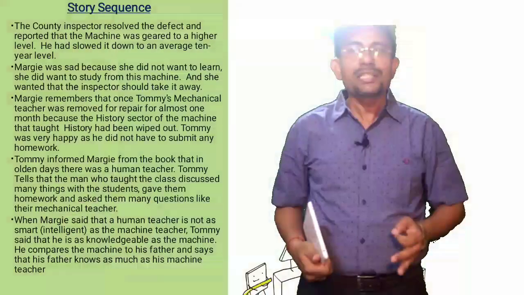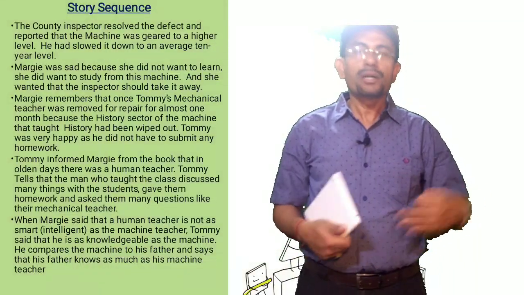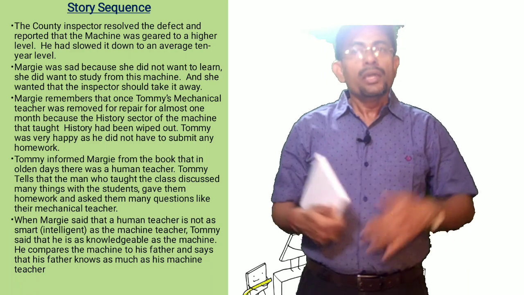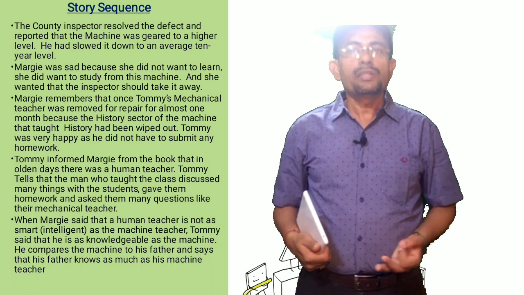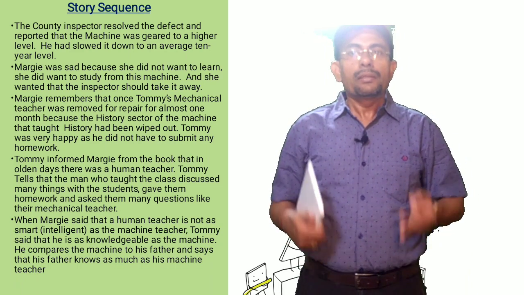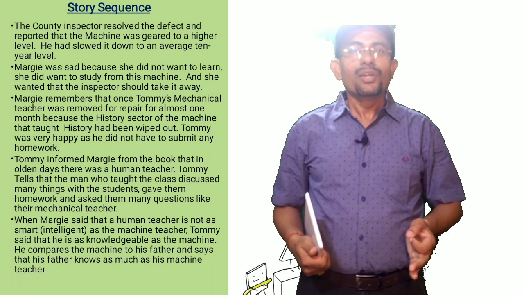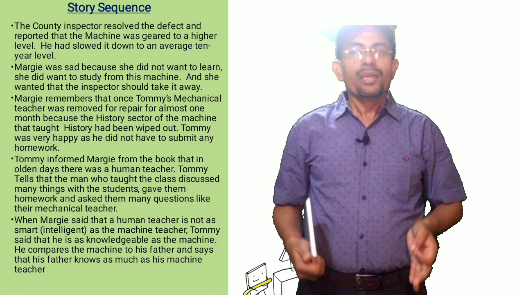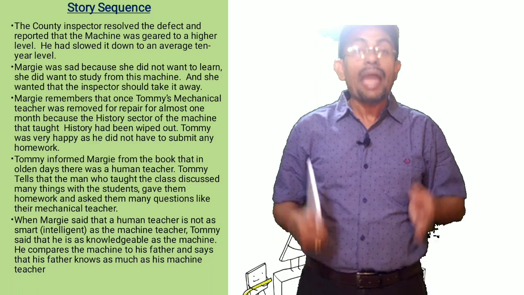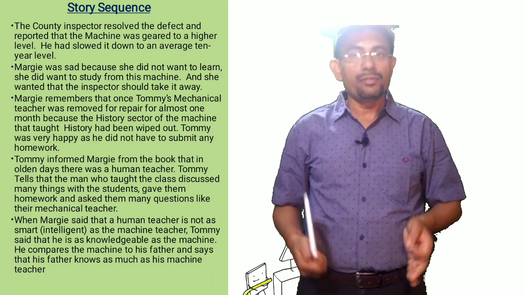The county inspector came when Margie's mother called him to check the machine. He came accordingly and resolved the defect and reported that the machine was geared to a higher level. He had slowed it down to an average 10-year-old level.